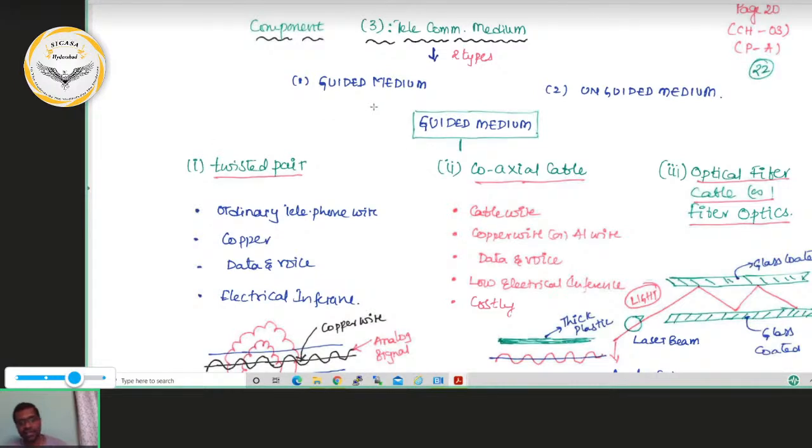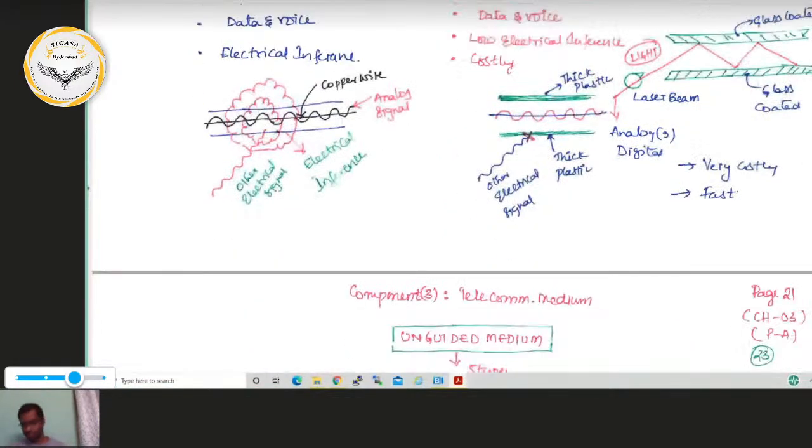So guided medium is further classified into how many types? Three types. The first one is called twisted pair. Second is coaxial cable. Third one is optical fiber cable. So we are done with the guided medium. Now let us move to unguided medium. Unguided medium is further classified into five types.